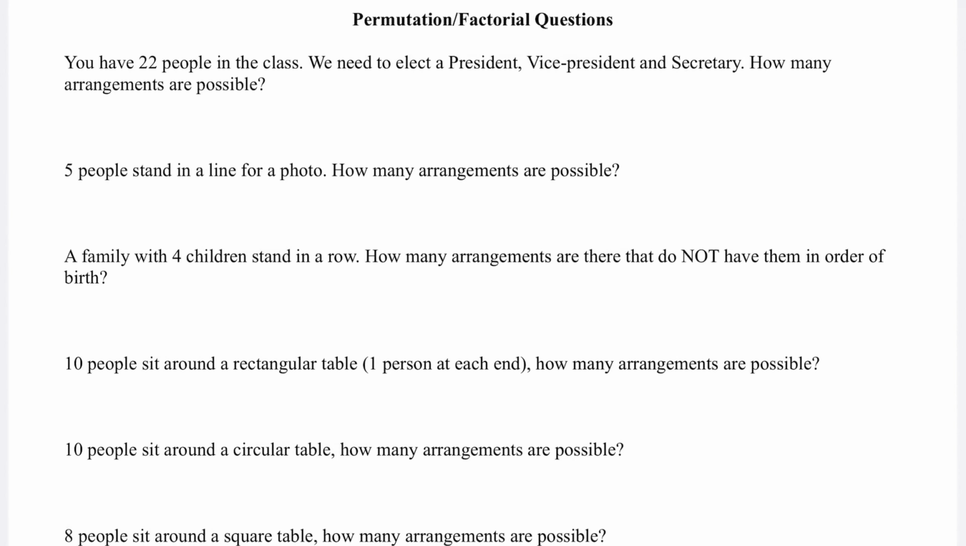All right, let's do some quick questions involving permutations and factorials. Okay, question 1. You have 22 people in the class. We need to elect a president, a vice president, and a secretary. How many arrangements are possible?